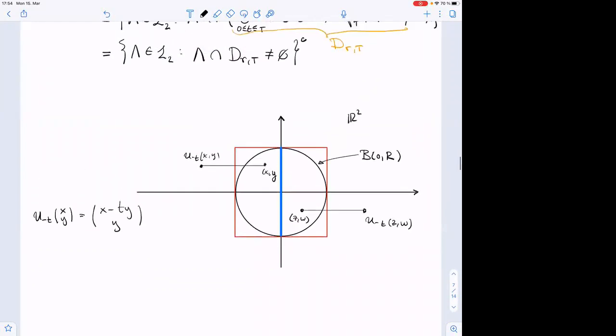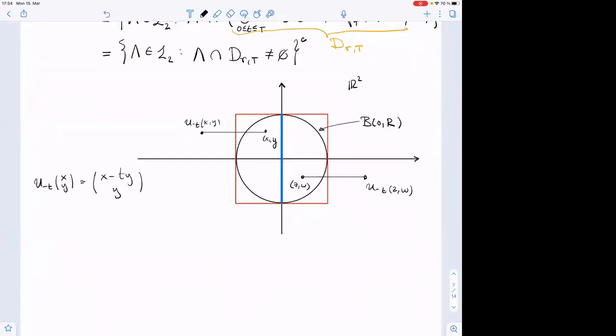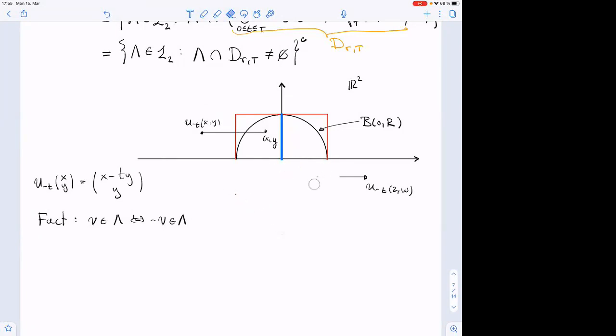Okay, so whatever this D_r,T ends up looking like, it's kind of clear from symmetry considerations that if we use the fact that if a vector is in lambda, then minus v is also going to be in lambda. So since the unipotent u minus t here does not change if you're in the upper half or the lower half, it means that if we have an intersection in the upper half, we'll also have one in the lower half, which means that we can basically ignore the lower half of the picture. So for simplicity, I will just ignore that. Then the picture gets a little bit simpler. Okay, so we can ignore the lower half here.